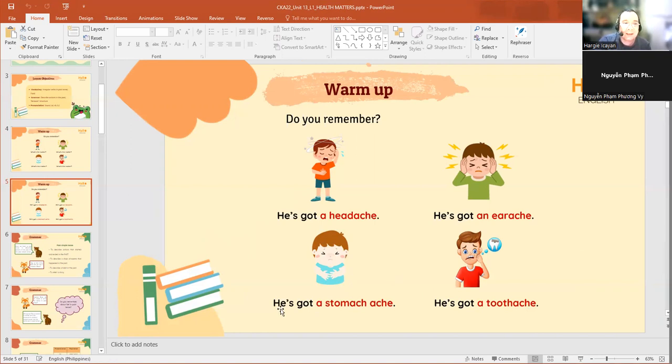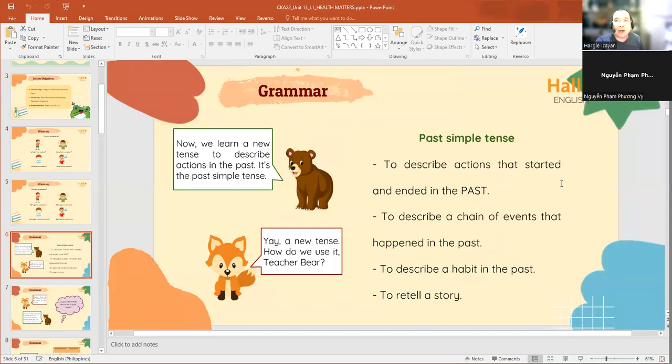What have you observed in using the following words? He's got, he's got, he's got. Now, in this particular activity, V, we should remember the use of the past simple tense. So when we say past simple tense, what does it mean?